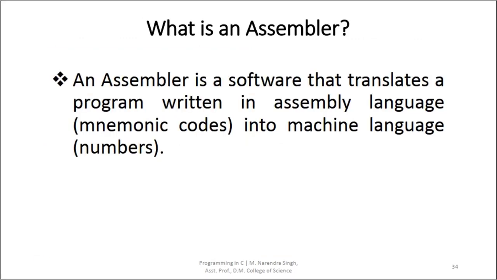Now let's come to assembler. An assembler is a software that translates a program written in assembly language, that is numeric codes, into machine language, that is zeros and ones. That is the job of an assembler, just like a compiler. Compiler is a more general term, but assembler is a specific term. Assembler translates from assembly language to machine language. A compiler translates from any of the high-level languages to an assembly language or a machine language via the assembly language also. That's the difference.